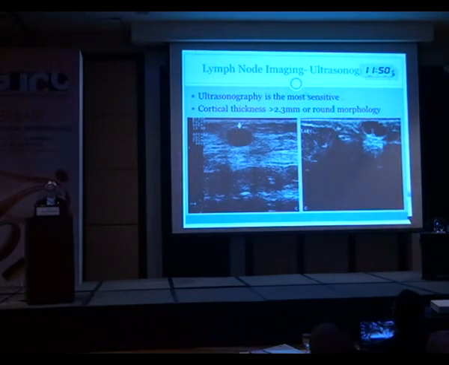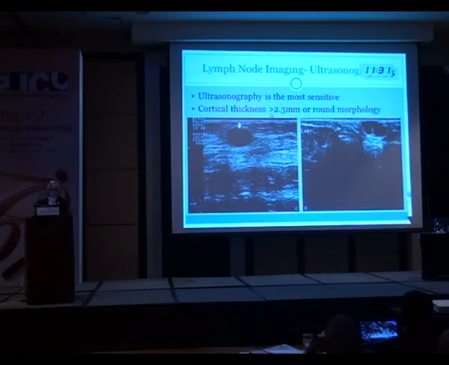Ultrasound is the most sensitive method for diagnosis of lymph node. The two cardinal signs of lymph node involvement are the rounded appearance and the cortical infiltration. But you have to measure the thickness of the cortex. It should be more than 2.3 millimeters. This is the cutoff measurement.